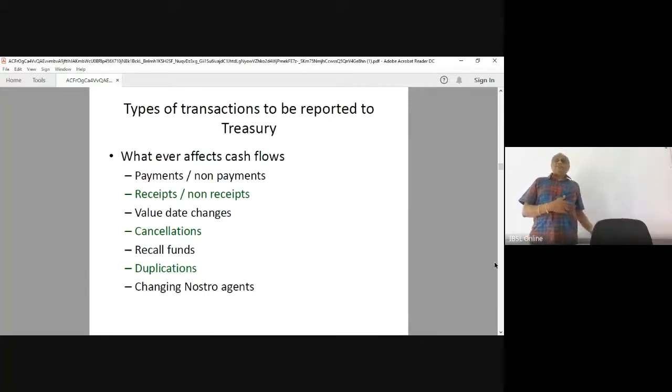Then cancellations, the same issue. Like payments, non-payment, cancellation of account, we'll have to inform them because we may have secured it earlier. Then recall of funds, duplications, change in nostro agents. If you change the nostro agents, that also you have to inform, right?